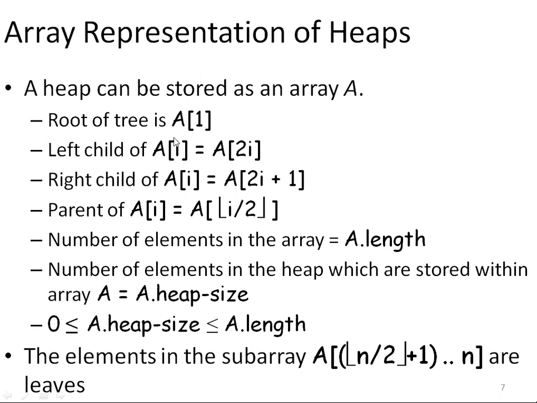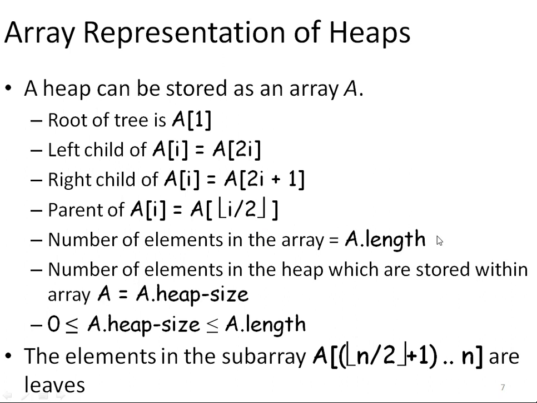If you talk about an index position i, then the left child of i will always be present at index position 2 times i. The right child of i will be present at index position 2i plus 1. The parent of i will be present at index position floor of i by 2. Kindly note that the root of a tree will not have any parent.